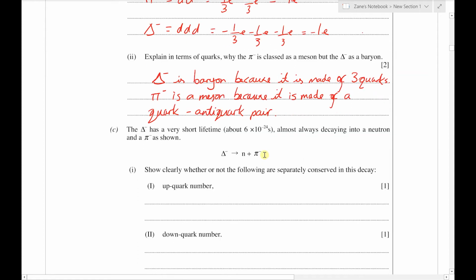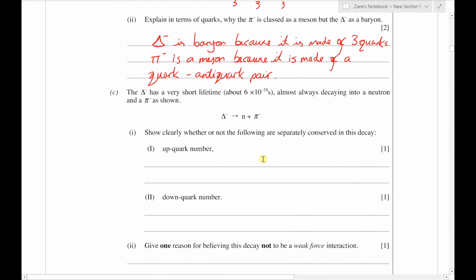The next part of the question tells us that the delta minus has a very short lifetime, around 6 times 10 to the minus 24 seconds. It's almost always decaying into a neutron and a pi minus as given in the equation. We've got to show clearly whether or not the following are separately conserved in this decay. So we already know that the delta minus is down, down, down, and we know that the neutron is up, down, down, and we know that the pi minus was the down anti-up.